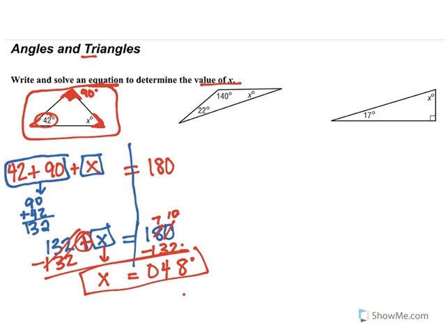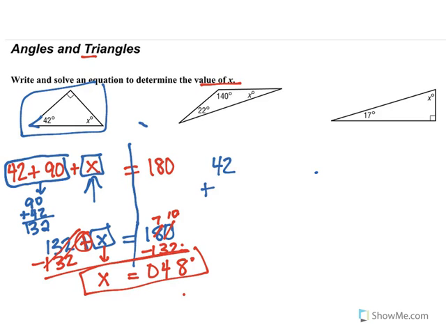I'm not just satisfied by looking at it, so what I'm going to do is look at the picture again. I'm going to measure and substitute for that x. Okay, so I'm going to add 42 degrees plus this angle, which is 90 degrees, plus, what did we say x was? We said x was 48. And just a few minutes ago, I said that all triangles must measure a total of 180 degrees. So let's check if they measure 180.